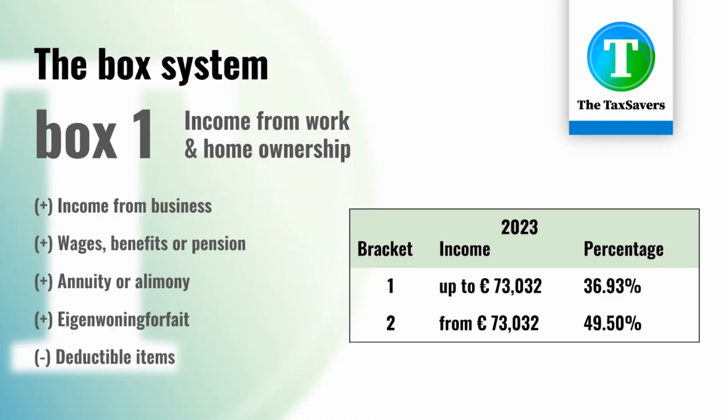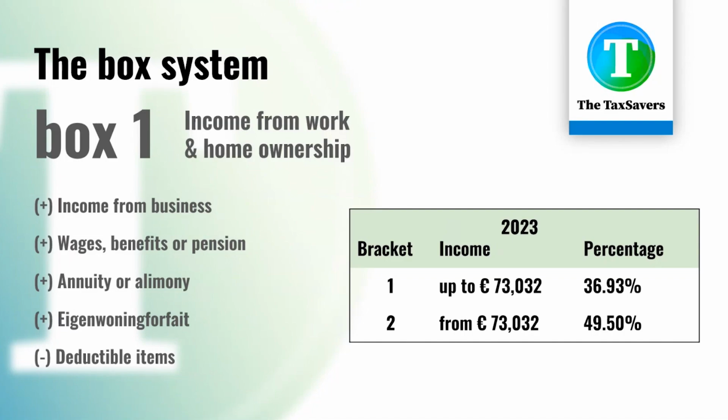We'll start with perhaps the most common box in the Dutch tax system, Box 1, which is the box for work and home ownership. If you receive income, whether it's from employment, pension, benefits, or your own business, this will all be taxed in Box 1. So within Box 1, there are two tax brackets applied to the income. Bracket 1 is applied to an income up to 73,000 euros, and Bracket 2 is applied to an income above 73,000 euros. The tax percentages are, respectively, 36.93% and 49.50%.